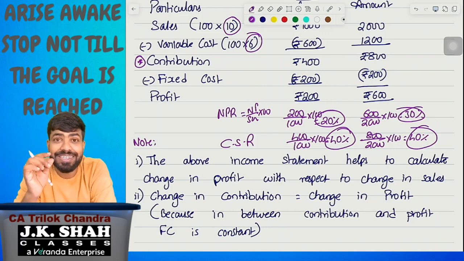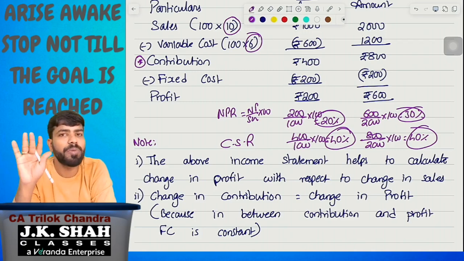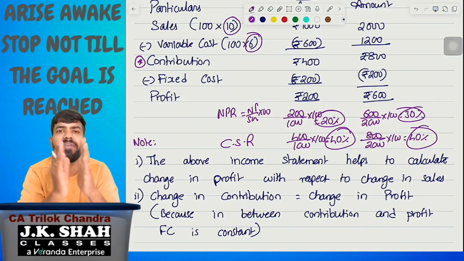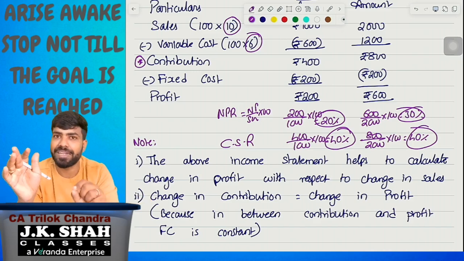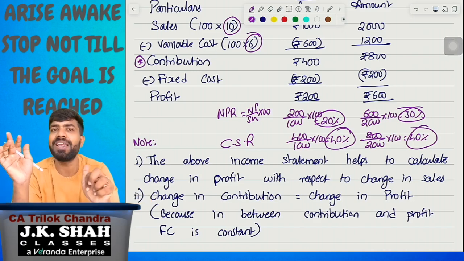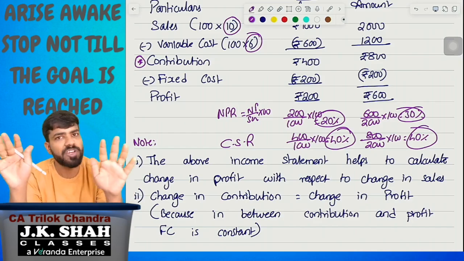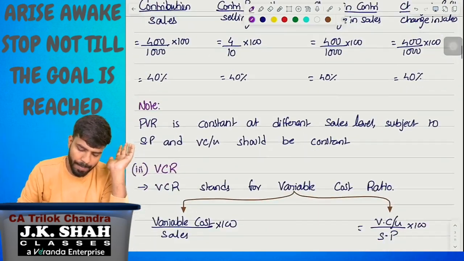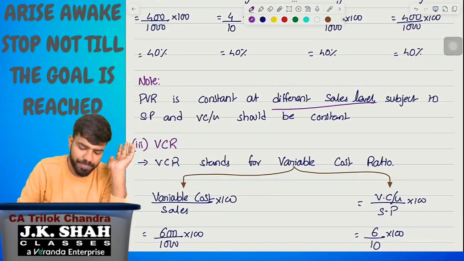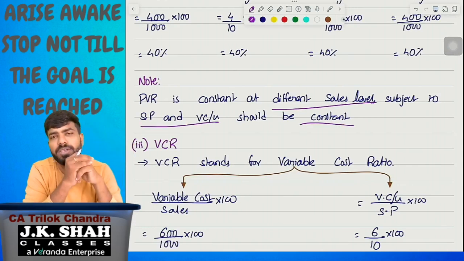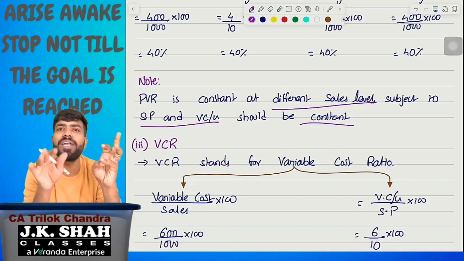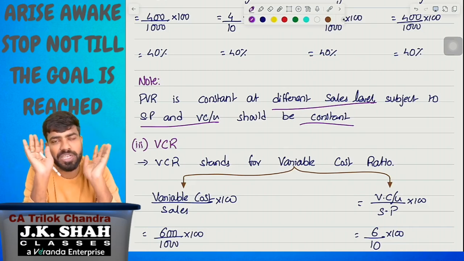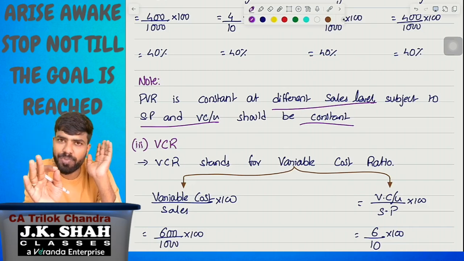But when there is a change in selling price or variable cost per unit, PV ratio automatically changes. So what you need to remember is PV ratio is constant. Just as the fixed cost is constant, the PV ratio is also constant, subject to the condition that when there is a change in selling price and variable cost per unit, PV ratio automatically changes. Look here. PV ratio is constant at different sales levels, subject to selling price and variable cost being constant. If selling price or variable cost per unit changes, PV ratio also changes. All of you clear on this point?